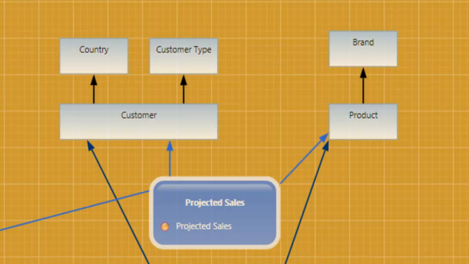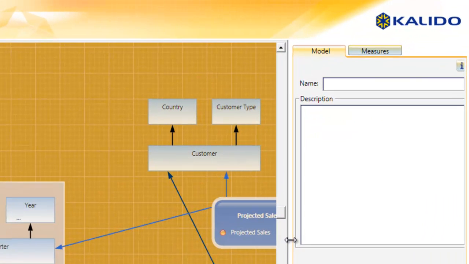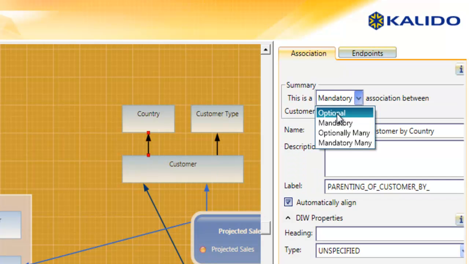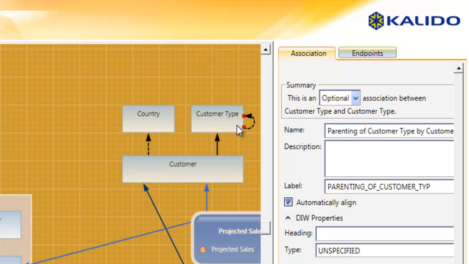To define this level of detail in the model, for the first time we need to look at the right-hand pane. Let's open it now. First, we need to click on the association to country and change it from the default of mandatory to optional. How do we make the customer type be variable depth? Kalido calls this an involution, and it is supported out of the box. To represent it on the diagram, merely hold down the Control key and click drag on the customer type.